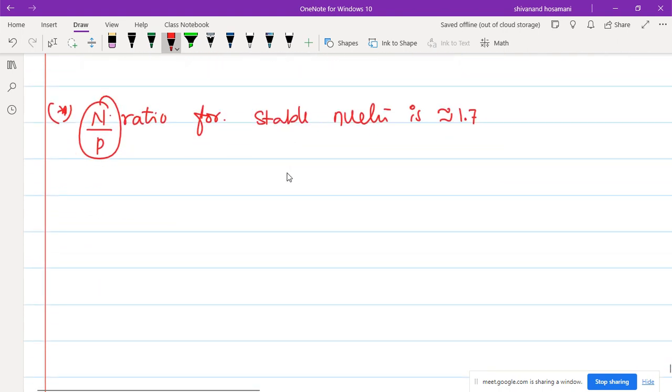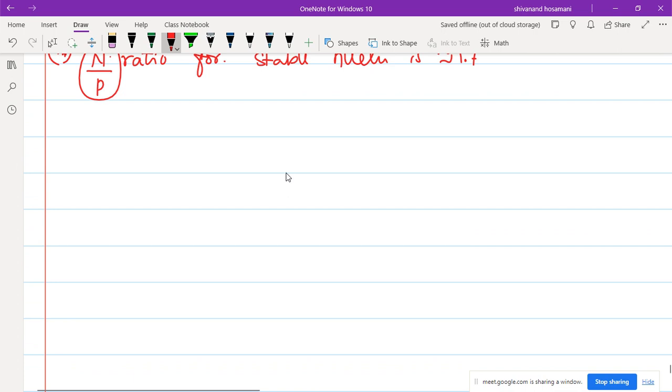So this is the concept of binding energy per nucleon and the stability based on the binding energy part. Now, one second, I will see the syllabus.